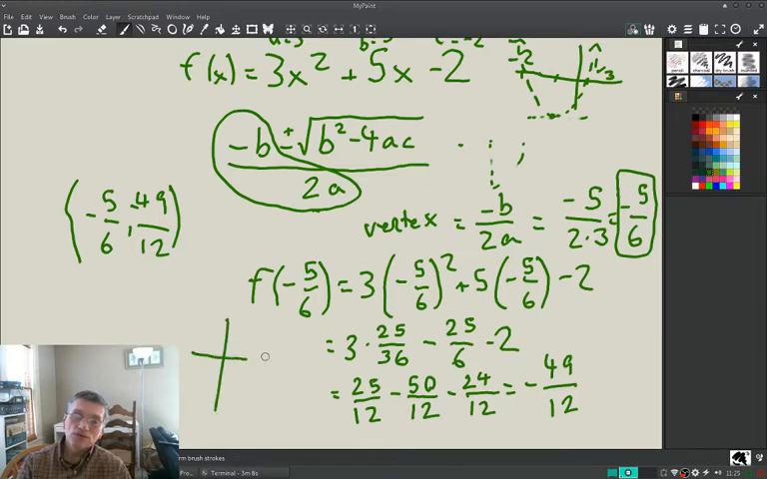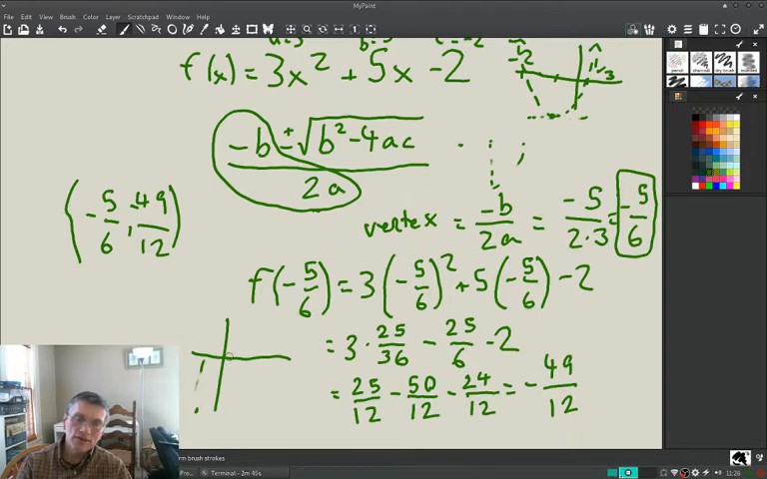49 over 12. See, that's roughly 48 over 12, minus 4. So this was, remember we had the point minus 1, minus 4. So it's very close to that. It's on this side of that. So minus 5 sixths, down minus 49 over 12. It's going to be here.